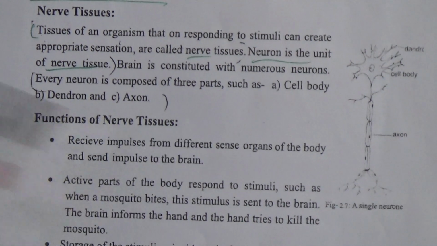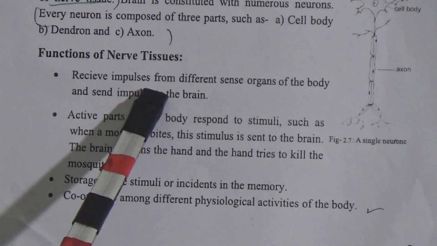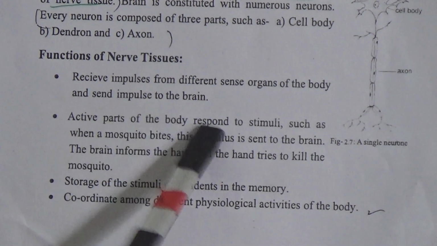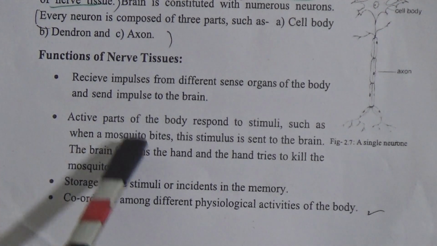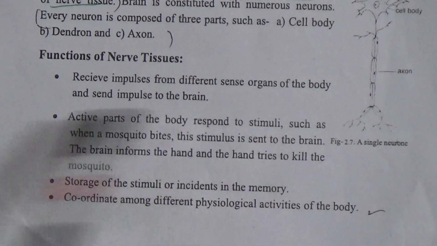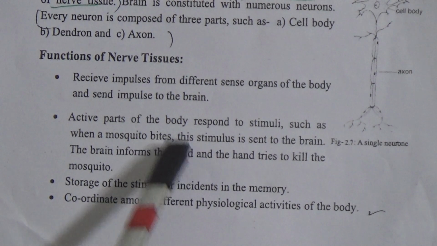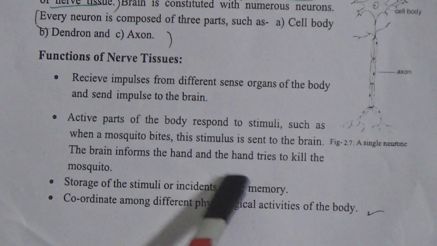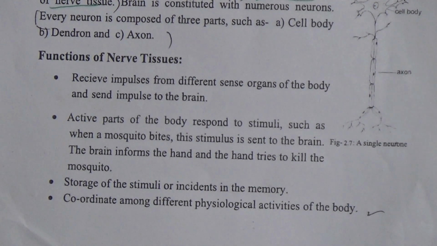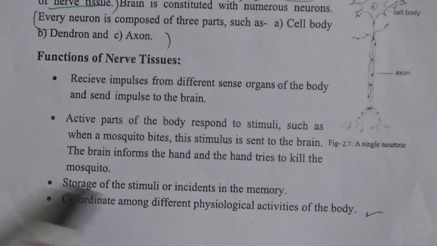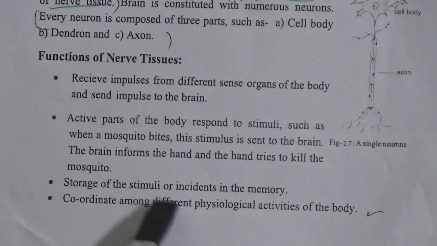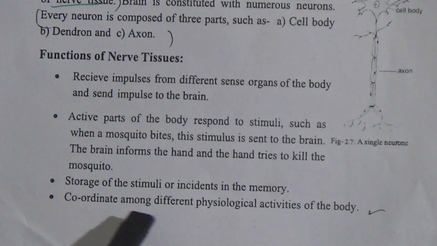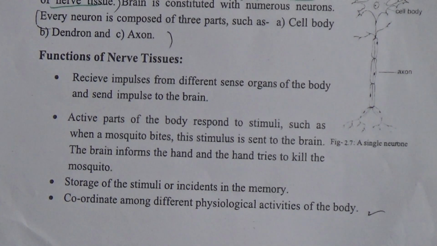Functions of nerve tissues. Receive impulses from different sense organs of the body and send impulses to the brain. Active parts of the body respond to stimuli, such as when a mosquito bites. This stimulus is sent to the brain. The brain informs the hand, and the hand tries to kill the mosquito. Storage of the stimuli or incidents in memory. Coordinate among different physiological activities of the body.